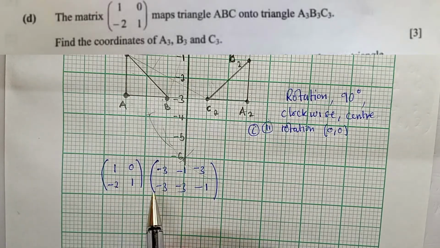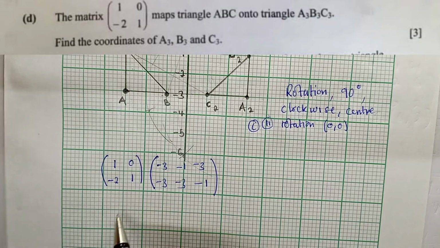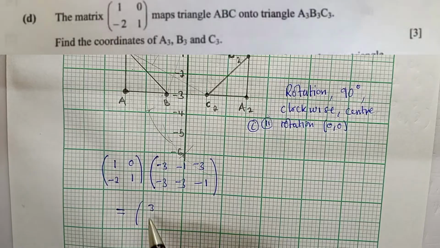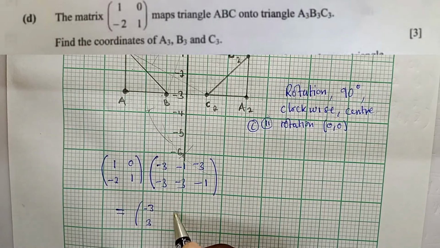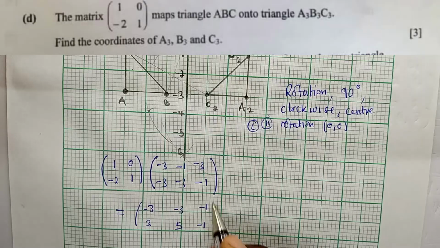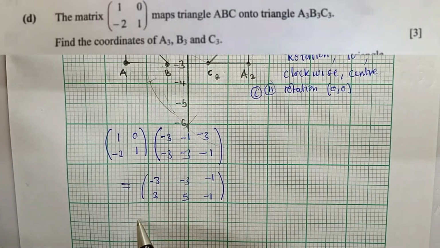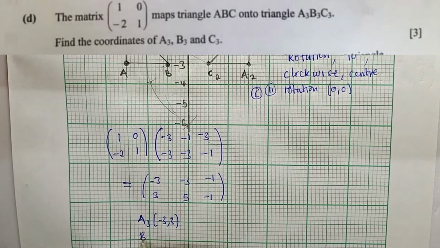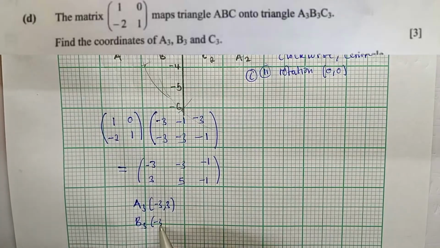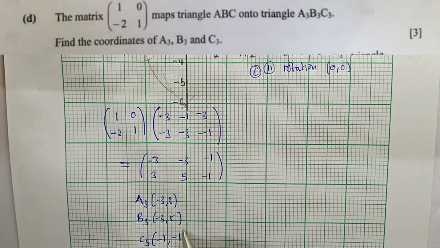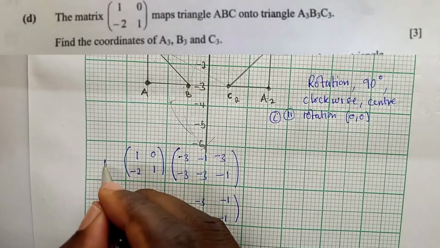You just multiply this matrix by this matrix, and the solution that you get will be, for A, (-3, 3). For B, it will be (-3, 5). For C, it will be (-1, -1). So you indicate that A3 is (-3, 3), B3 is (-3, 5), C3 is (-1, -1). So these are the solutions for question D.